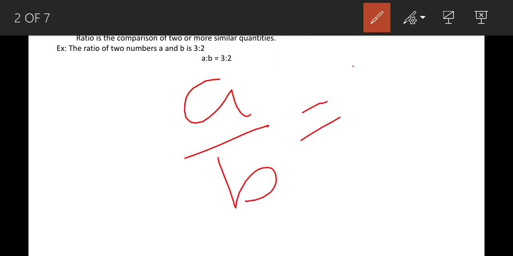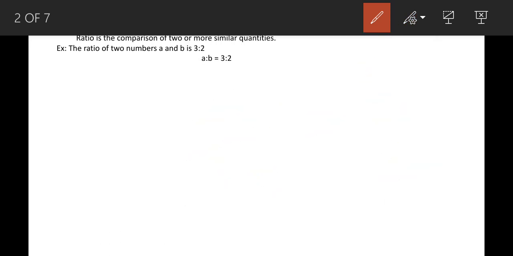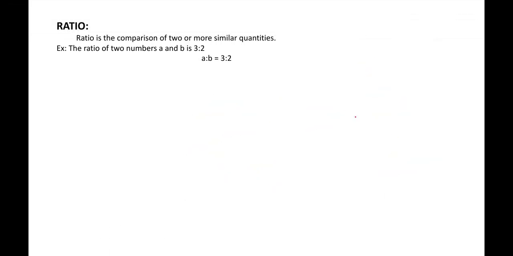See, for example, the ratio of two numbers a and b is 3:2. It is establishing a relationship between value a and value b in the ratio 3:2. Ratio is a is to b equal to 3:2. Ratio is also written as a by b is equal to 3/2. Here a is known as antecedent and b is known as consequent.